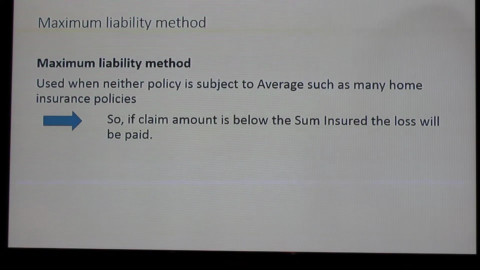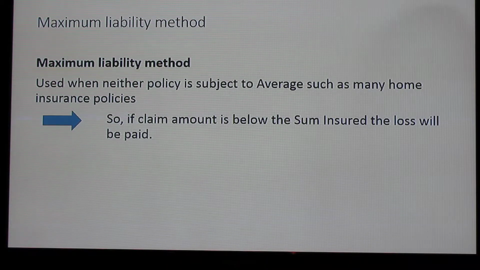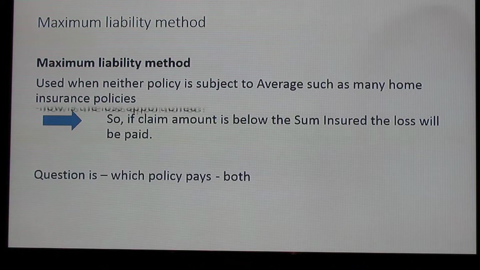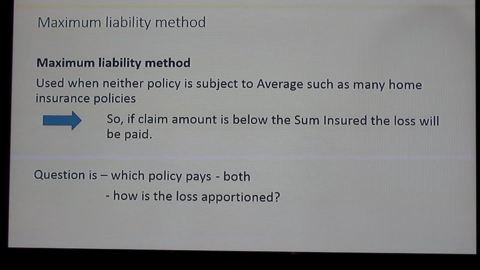The first one is the maximum liability method, and this is used when neither of the policies are subject to average, and most house policies are not subject to average. So if a claim amount is below the sum insured, the loss will be paid. So really the question we have to ask then is, when we have two policies covering the same loss, which policy pays? And the answer is both. And the second question then is, how is the loss apportioned?